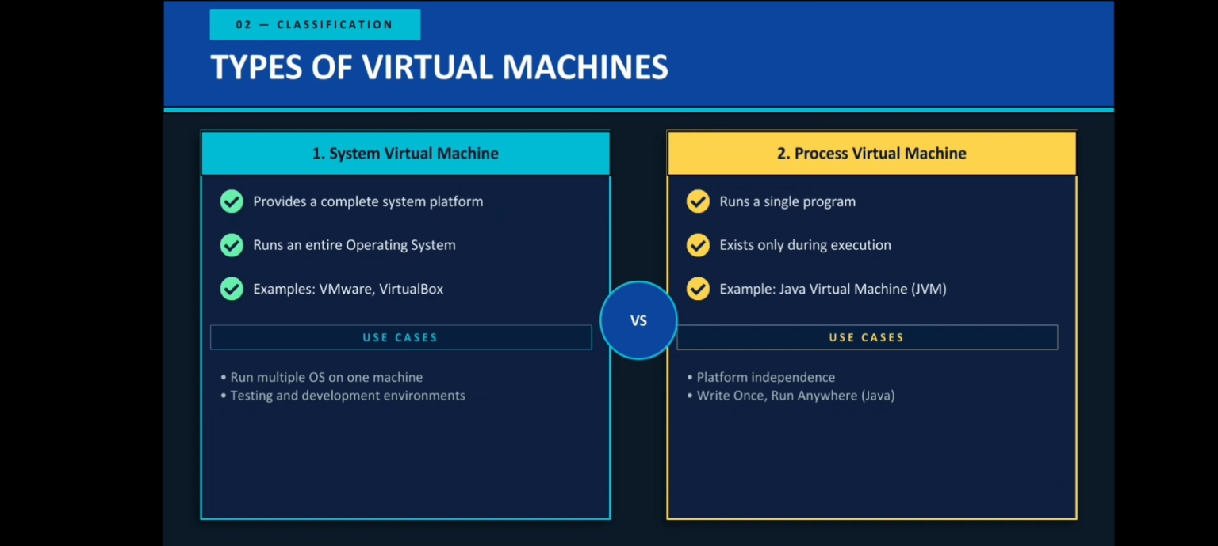Then the process virtual machine runs a single program and exists only during execution. Example, Java virtual machine. The use case: platform independence. Write once and run anywhere.